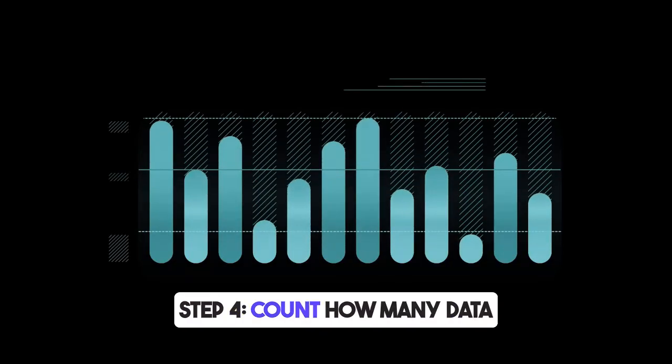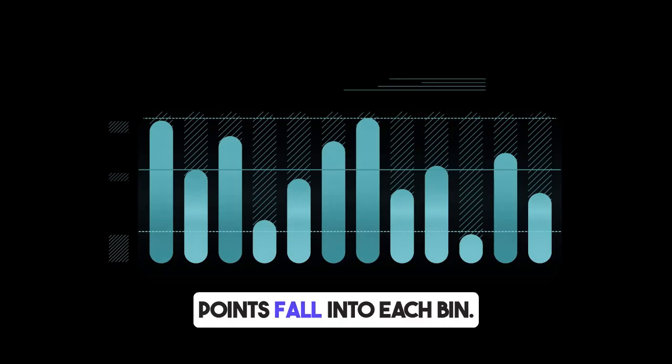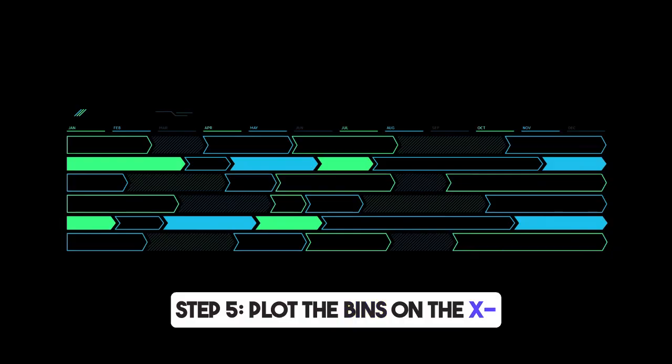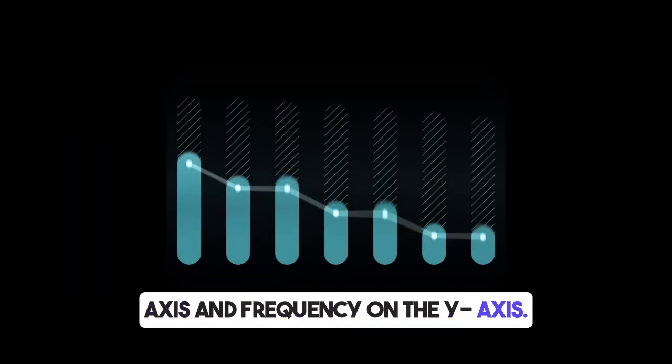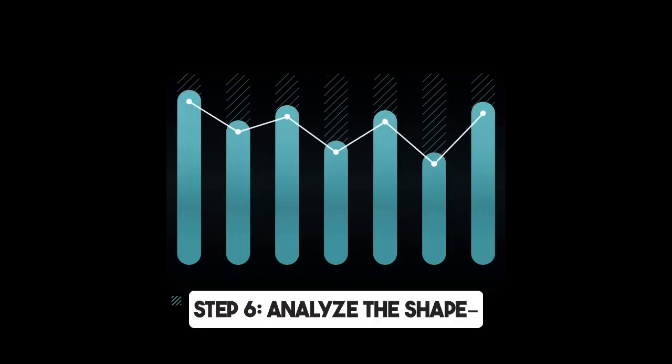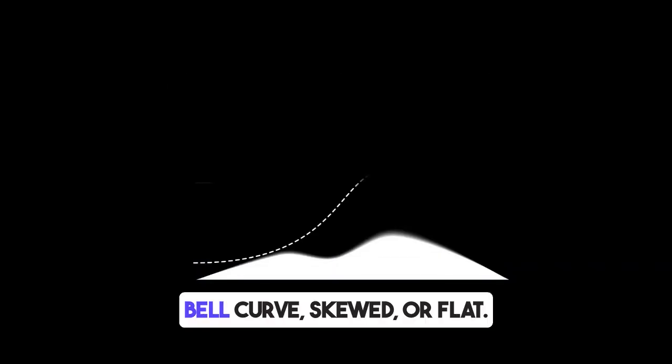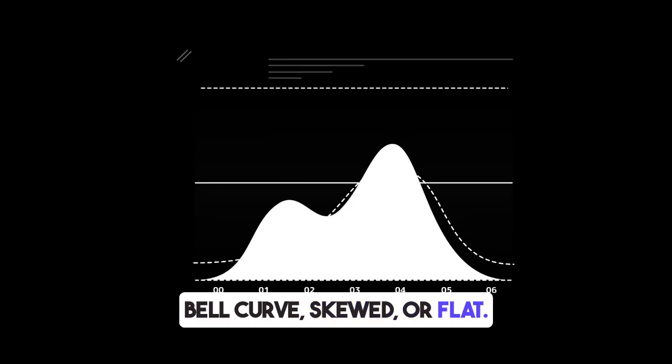Step 4. Count how many data points fall into each bin. Step 5. Plot the bins on the x-axis and frequency on the y-axis. Step 6. Analyze the shape. Bell curve, skewed, or flat.